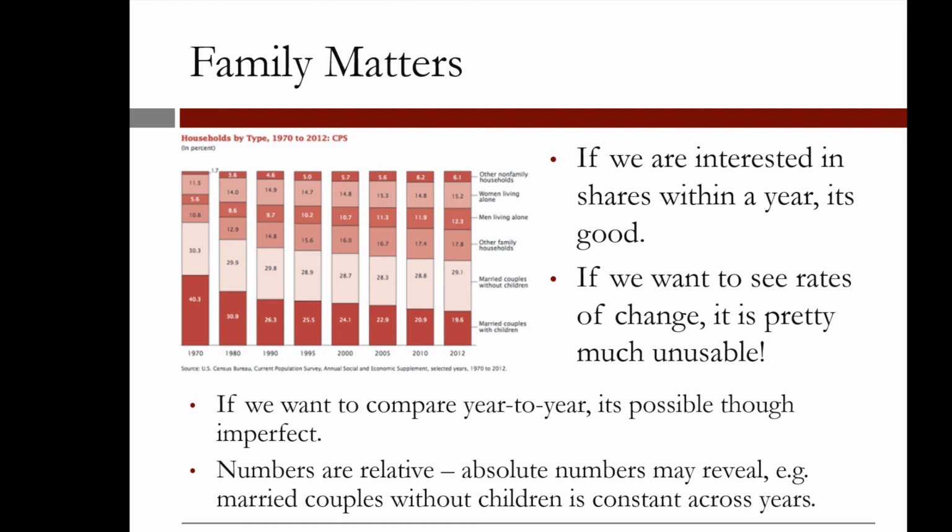Finally, and more generally, this chart shows relative numbers. If you look at absolute numbers, we might find the total number of couples married with children is actually constant, but the number of other households has increased. We are now going to change into R to try plotting this data as a line chart.